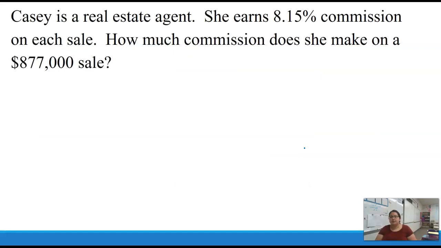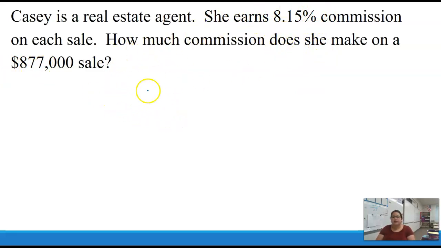So our example here, Casey is a real estate agent. She earns 8.15% commission on each sale. How much commission does she make on a $877,000 sale? She's got a sweet commission. First of all, this is a really good commission. And then she sold a really nice house too.